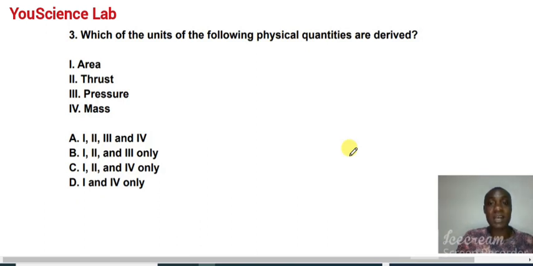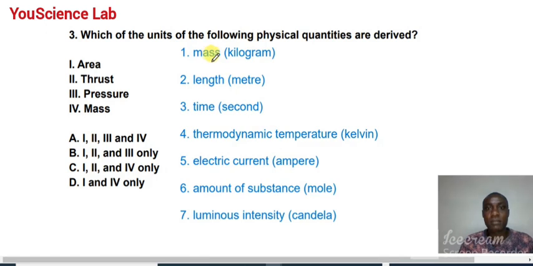So here are the fundamental quantities: mass measured in kilogram, length measured in meter, time measured in second, thermodynamic temperature or simply temperature measured in Kelvin, electric current measured in ampere, the amount of substance measured in mole, and the luminous intensity measured in candela. So from here you can find out that the only physical quantity that is not derived is mass. Mass is not derived, so all others are derived.